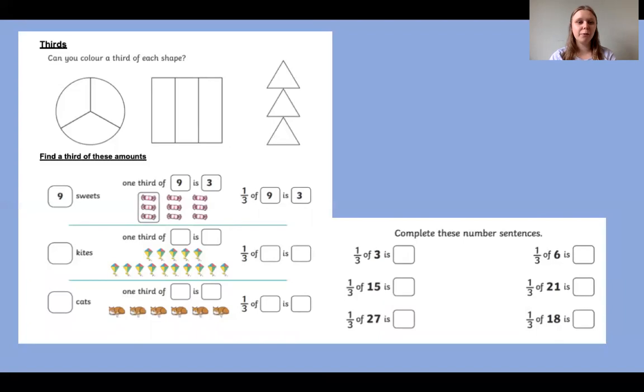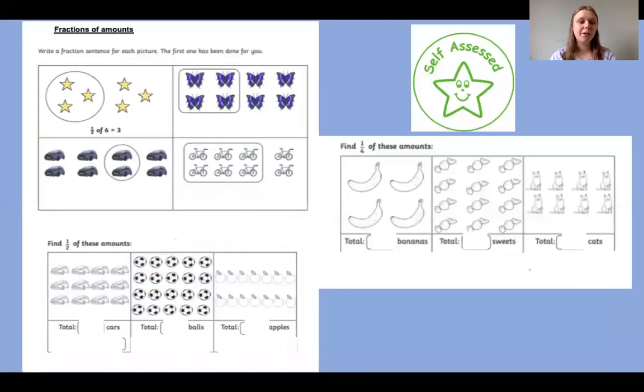Okay, let's go through our answers. We are going to start by looking at fractions of amounts. So get a different coloured pen or pencil so that you can tick these off and we can see how we have done. So the first one here, this one's been done for us. Here we can see one group, which is a half. So half of 8 is 4. Over here we have split into quarters. So 1 quarter of 8 is 2. Now here we have 3 quarters that are circled. 3 quarters of 8 is 6.